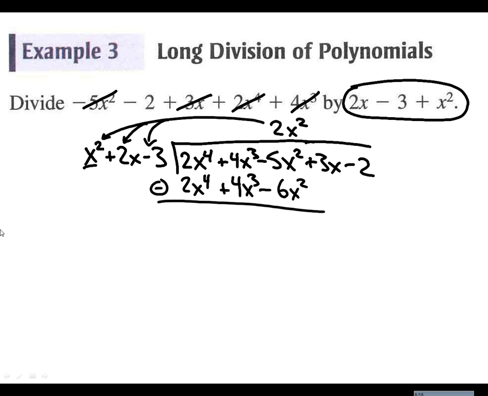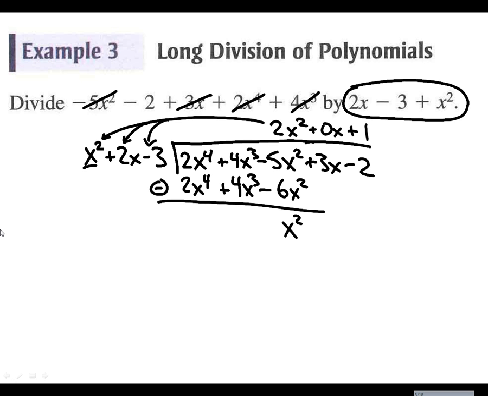2x to the fourth cancels. 4x cubed cancels. And this turns into positive x squared. Remember what happens when we minus a negative. All right, so x squared goes into x squared one time. We don't have any need for the x's. We'll put a 0 as a placeholder. We'll put a 1 right there.